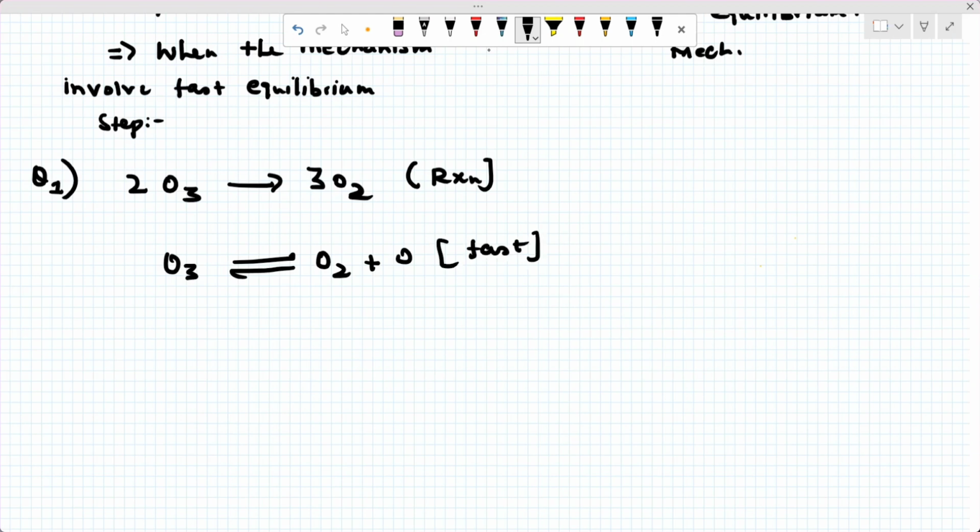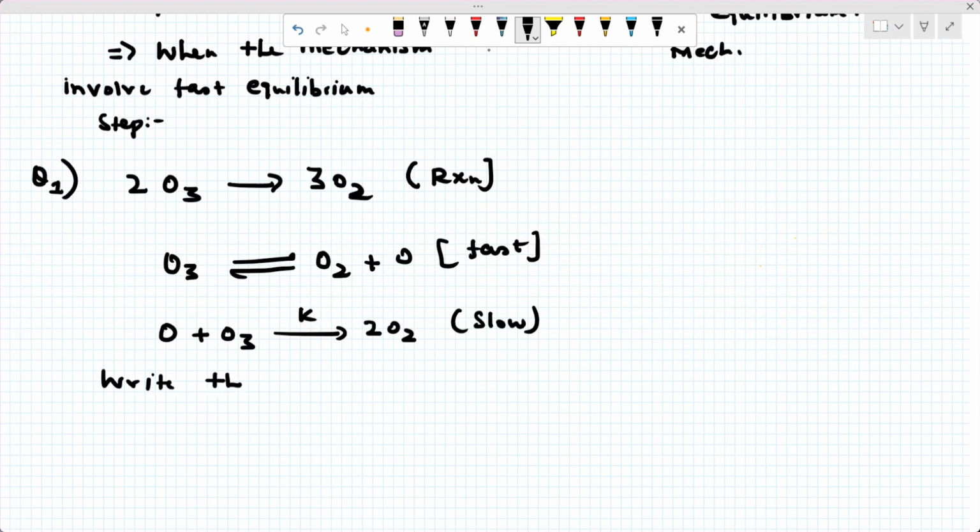Now what is in the step? O plus O3, this is K, gives 2O2. This is the slow step. The question is: write the rate law, write the rate expression. This is K equilibrium. Rate expression.